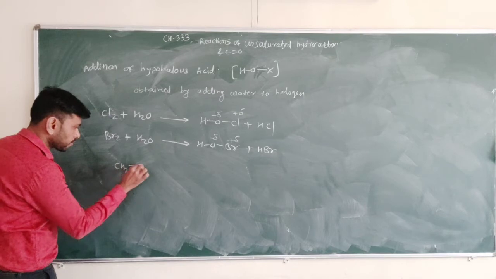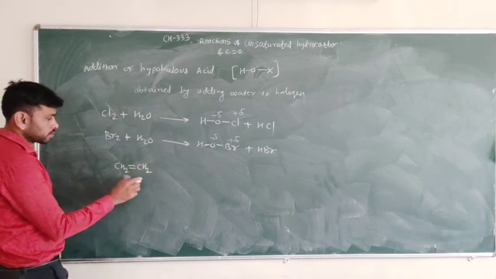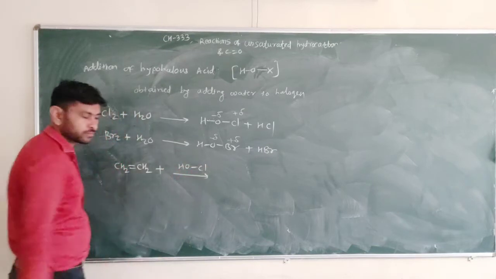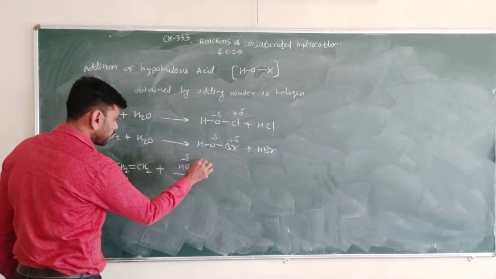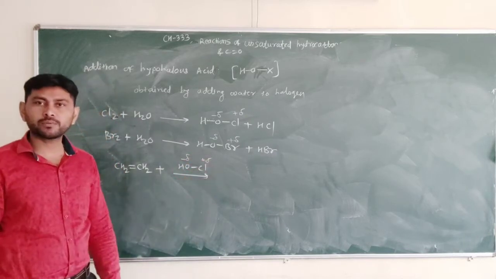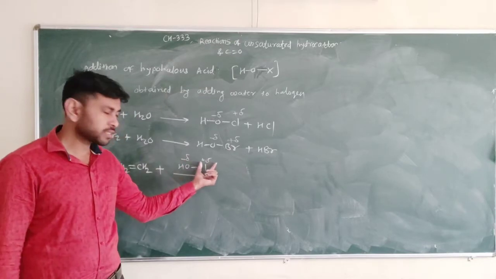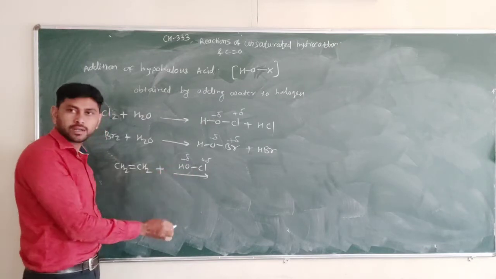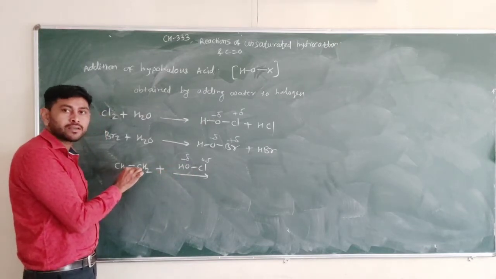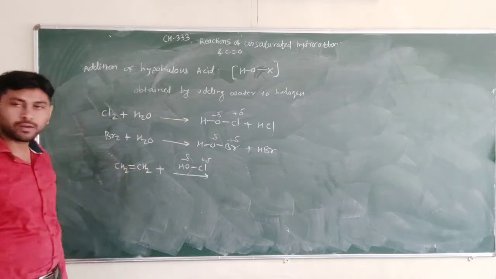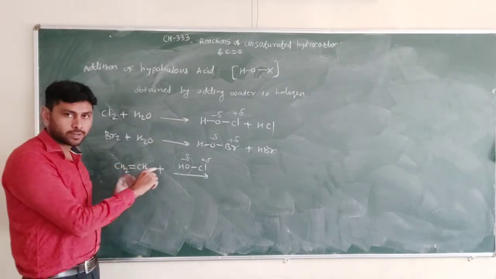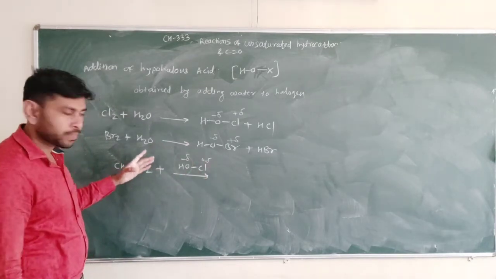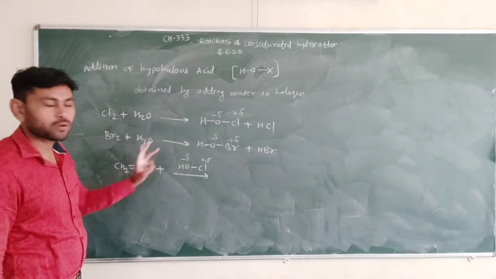Suppose CH2 double bond CH2. This is an alkene, and we add this hypohalous acid such as HOCl. This is the negative part, partial negative charge, and this is having partial positive charge. So according to Markovnikov's rule, the negative part of the reagent attaches to that carbon atom which is having less number of hydrogen atoms. But here we have taken a symmetrical alkene. Instead of that, if we take an unsymmetrical alkene, then addition of this hypohalous acid takes place according to Markovnikov's rule.